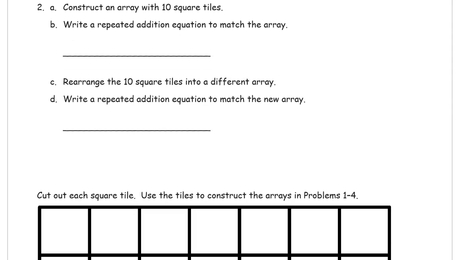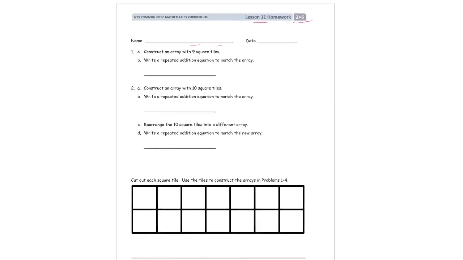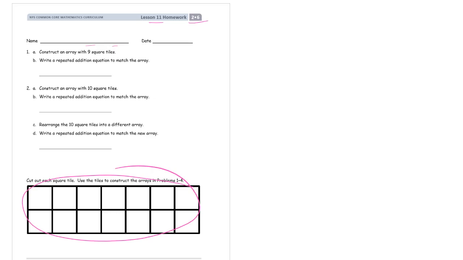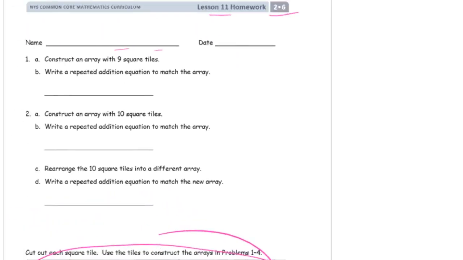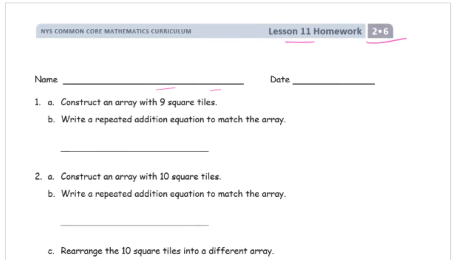So here's the plan. Similar to the last homework assignment, we have some squares you can cut out from the bottom of the page with a pair of scissors. So these guys right down here, you're going to cut them out and use them like they're puzzle pieces. And then use what you've done with the puzzle pieces to write a repeated addition equation to match the array.